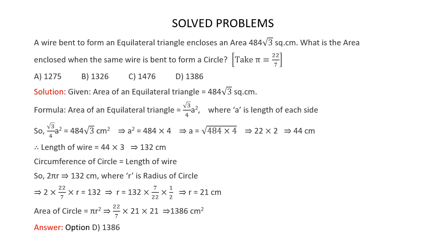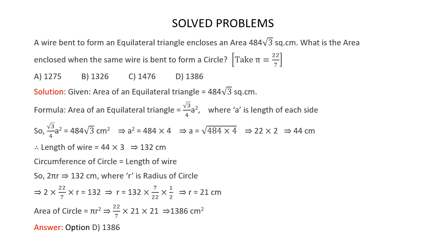The root 3 on the left hand side and the root 3 on the right hand side gets cancelled and we get a squared is equal to 484 multiplied by 4, which means a is equal to square root of 484 multiplied by 4. On solving this, we get a is equal to 44 centimeters, which means the length of each side of the equilateral triangle is 44 centimeters. Now we know that the equilateral triangle has 3 sides. So the length of the wire would be equal to 44 multiplied by 3, which is 132 centimeters.